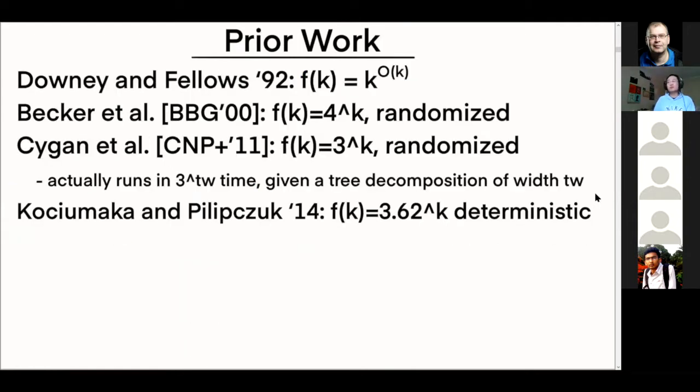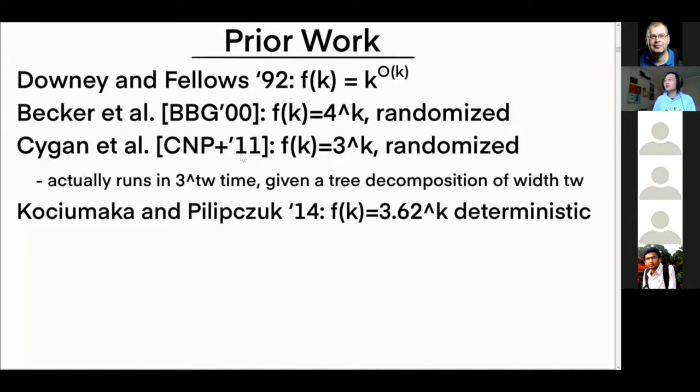Okay, so this problem has seen a lot of work in the past. Some of the most notable results: the first FPT algorithm for this problem was due to Downey and Fellows from '92, and then Becker et al. gave a very nice randomized algorithm based on random sampling that gives us f of k equals 4 to the k. So at this point, this is already a single exponential. But of course, there's still action on whether 4 is the right base exponent. And it turns out this can be improved.